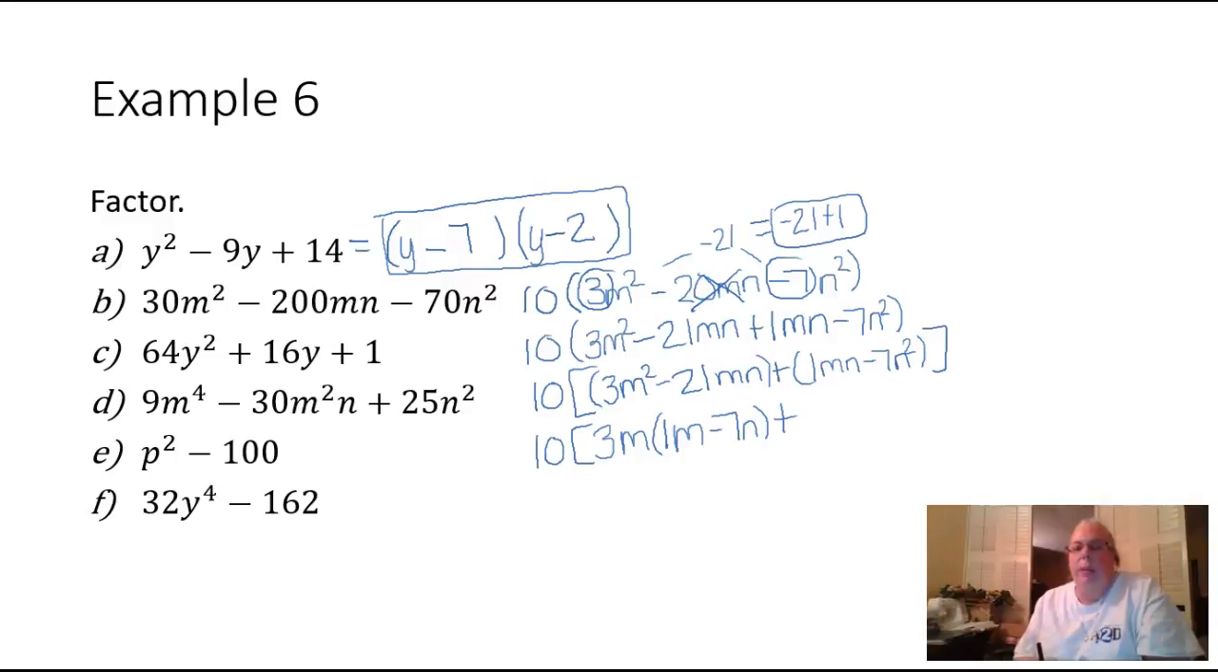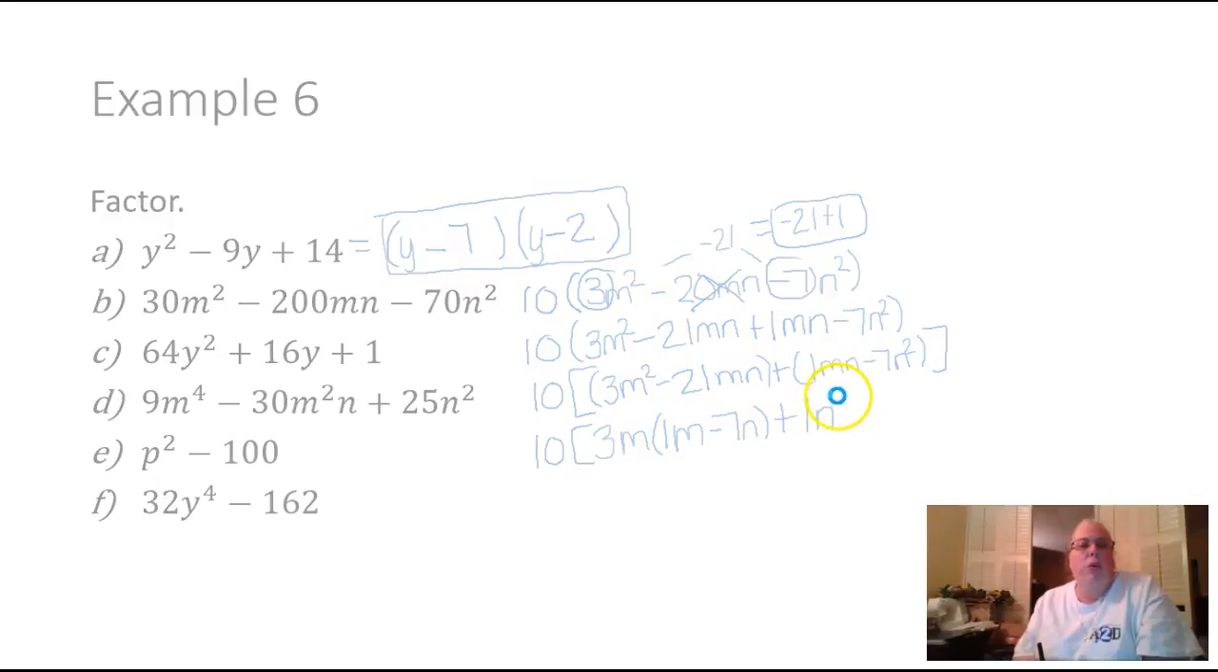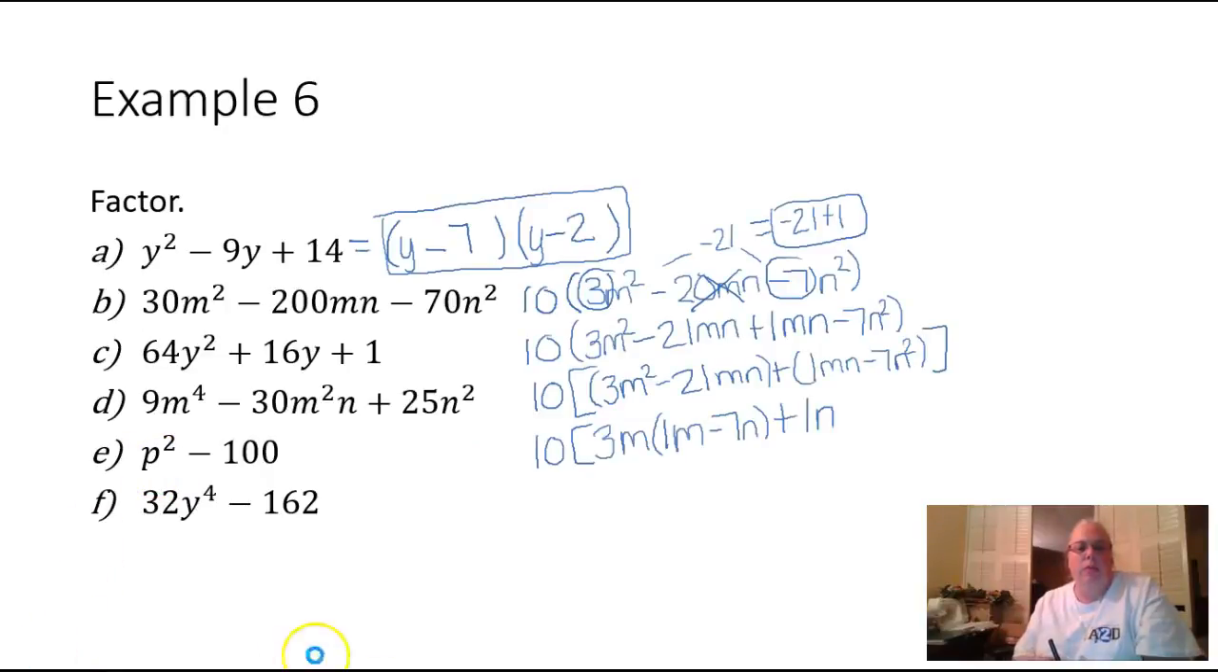Over here, the numbers only have a 1 in common, and both of my terms here have an n. So they both have an n. We're going to divide now. So 1 goes into 1 one time, and mn divided by n is going to leave me with an m. 1 goes into 7 times, and n squared divided by n is going to leave me with another n.